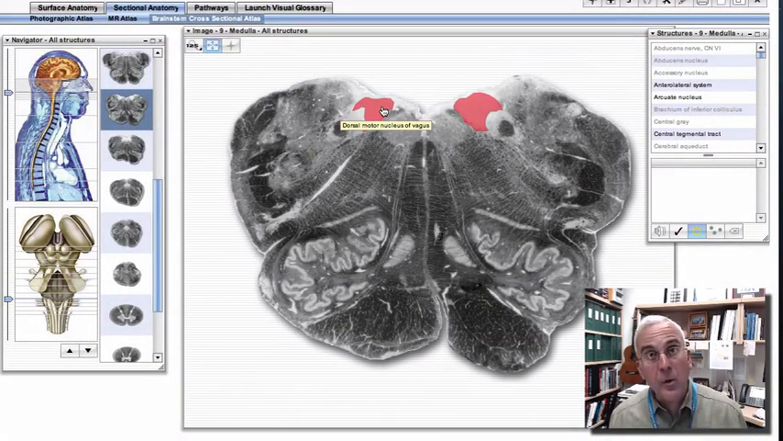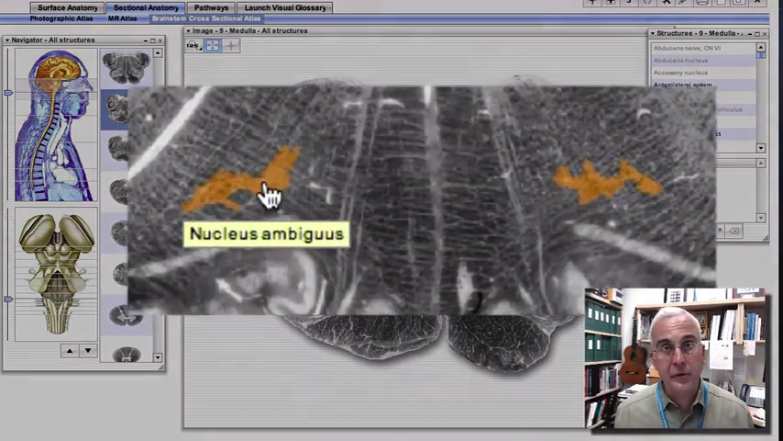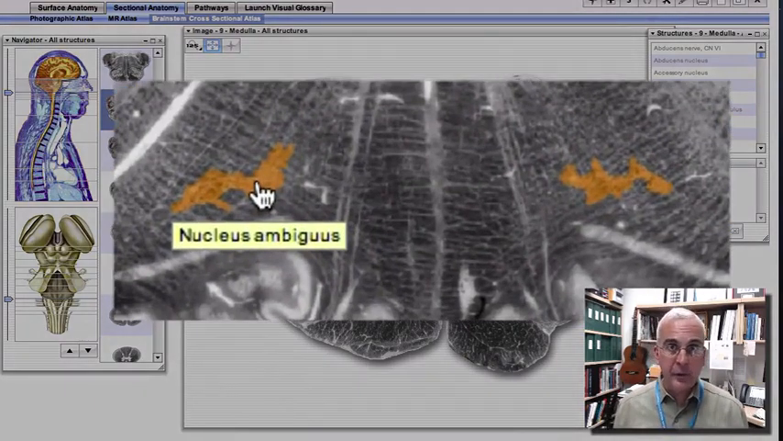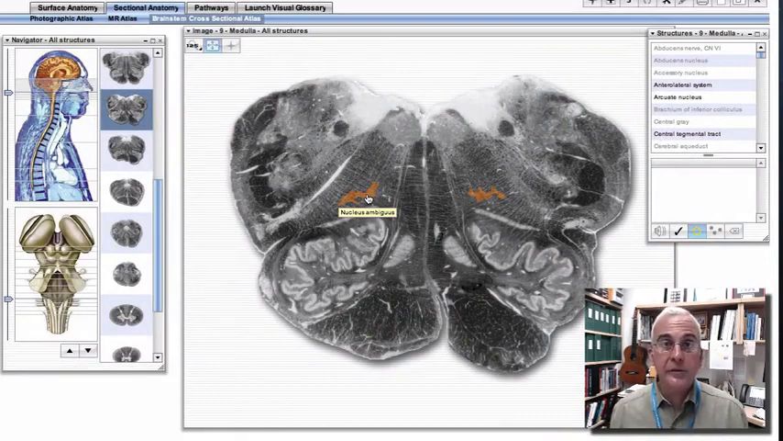Now, in a more anterior position in the tegmentum, we find the location of the nucleus ambiguus. With respect to visceral motor control, this is where we find our cardio-inhibitory parasympathetic preganglionic neurons. Well, that's it for the parasympathetic preganglionics of the brainstem. To find the rest, we need to move into the sacral segments of the spinal cord.